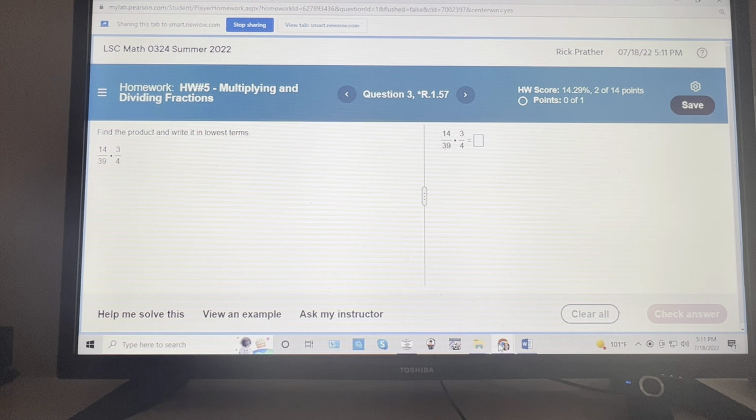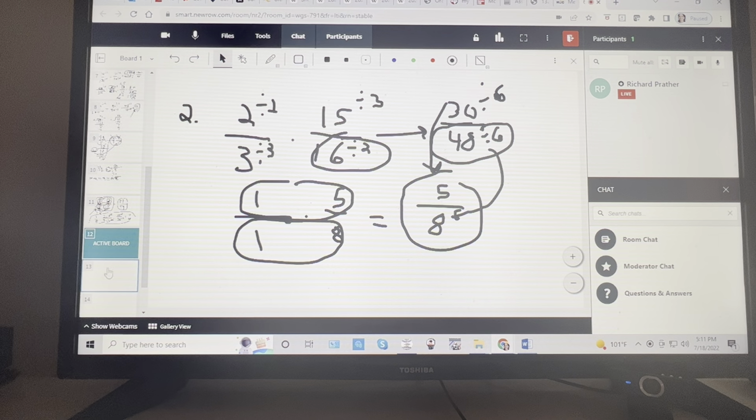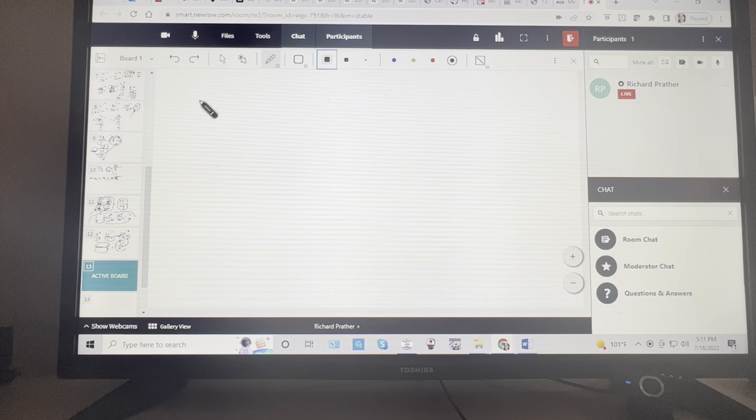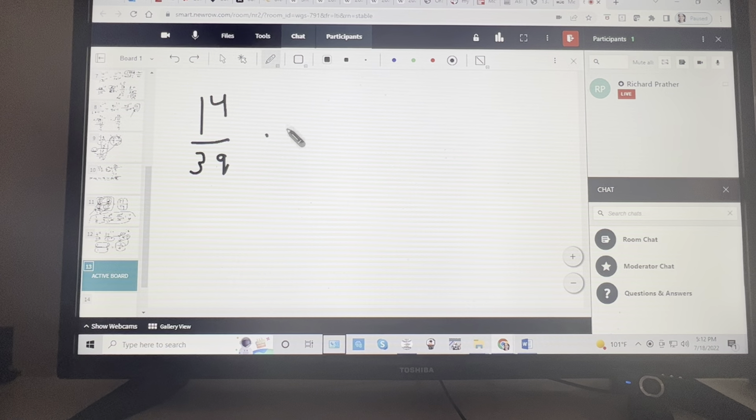So same deal here, 14 over 39 and 3 over 4. Now, they often do this, but it doesn't have to be the case, but the two diagonals are able to be reduced. 3 divides by 3, and so does 39, because 3 plus 9 is 12. If the sum of the digits divides by 3, then the whole thing divides by 3. 14 and 4 both divide by 2.